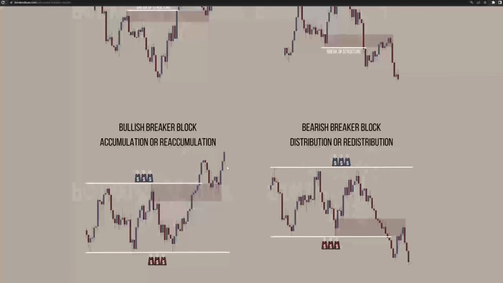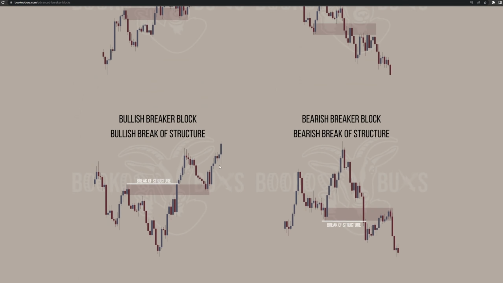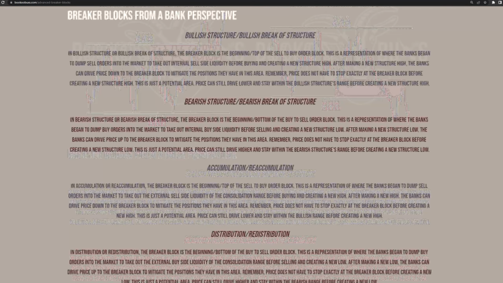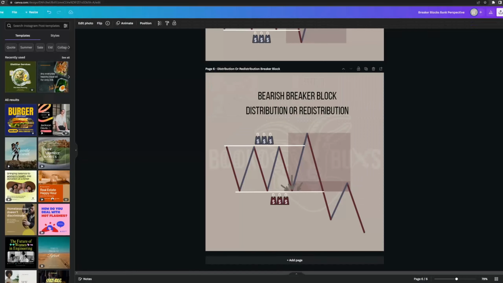So yeah, those are breaker blocks. Personally, I don't ever really use breaker blocks. I should also add in this section, the only time I may use a breaker block is when it aligns with my continuation order block. And even then, I probably would just continue using the continuation order block.